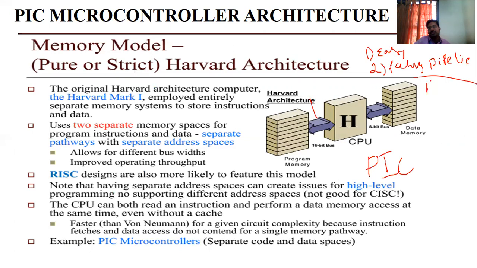It is a three-way process: fetching the instruction, then decoding, then third one execution. So the sequential fetching cycle is nothing but the Von Neumann architecture process. First it is fetching, then decoding, then execution. So it can perform one instruction.